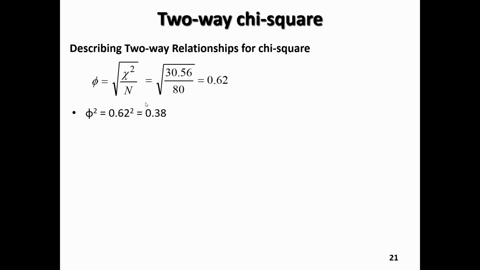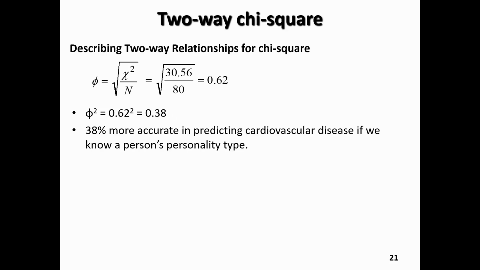And we would interpret this as a percent if we move the decimal place over to the right twice. So by multiplying this value by 100%, we would conclude that we are 38% more accurate in predicting cardiovascular disease if we know a person's personality type.